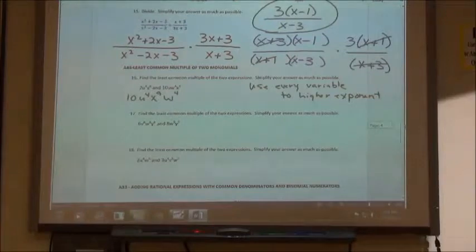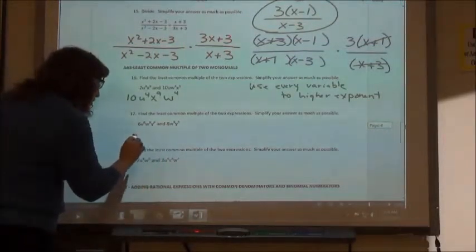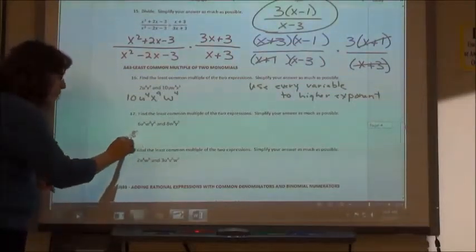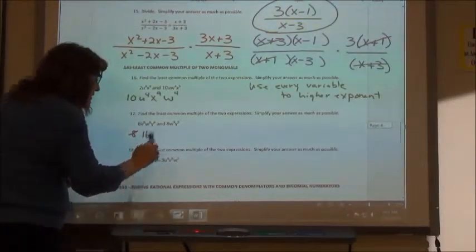So number 17, if I'm thinking about my least common multiple of 6 and 8, maybe you know it off the top of your head, but here's what I'm thinking. I'm going to start with the bigger number, 8. Does 6 go into 8? Nope, it doesn't. So then I'm going to take 8 times 2 and say 16.